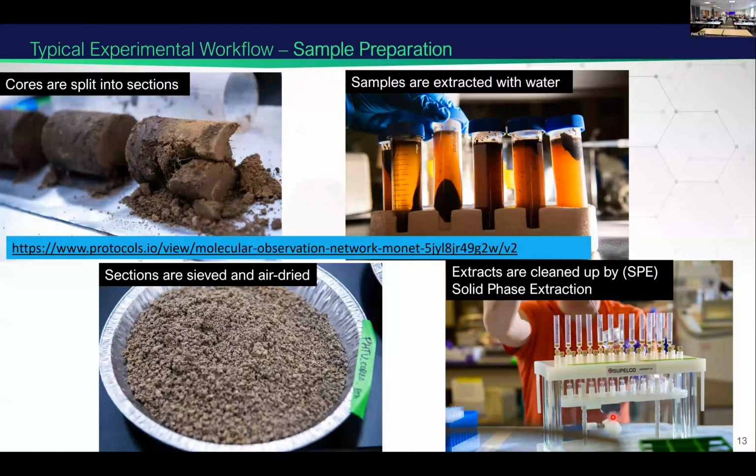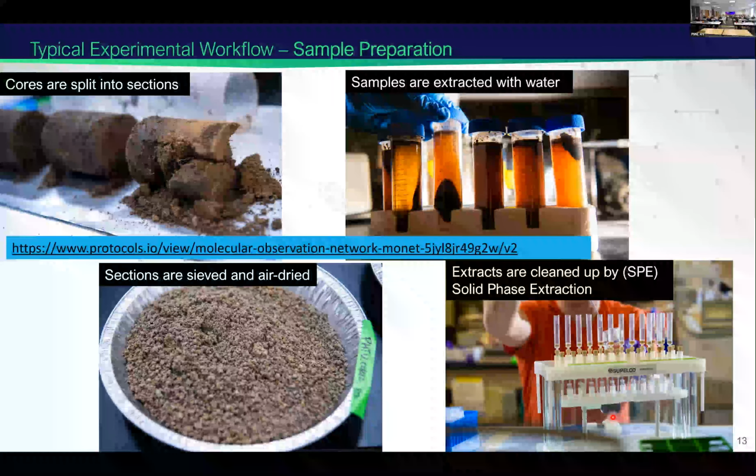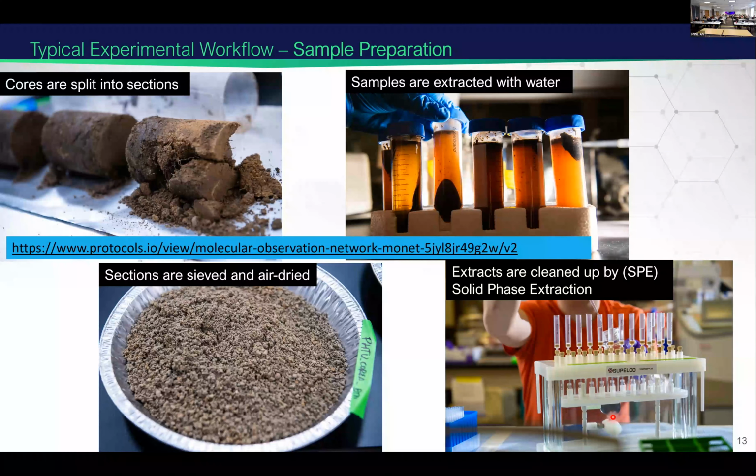Sample preparation: all of MONet's protocols are available online. This link isn't super helpful, but you can take a screenshot or look at this later. But what we do essentially is we take our cores and split them into sections, either top and bottom, or top, middle and bottom.